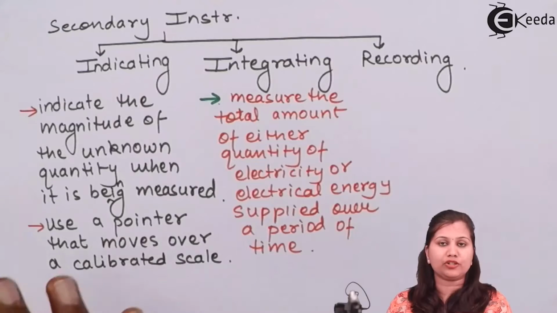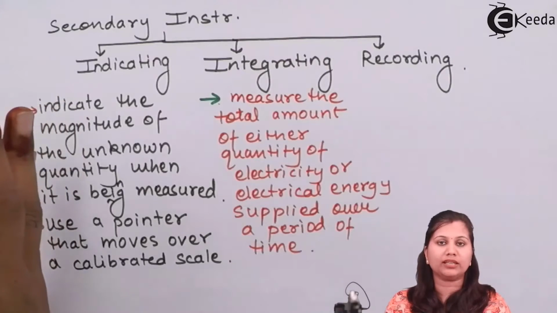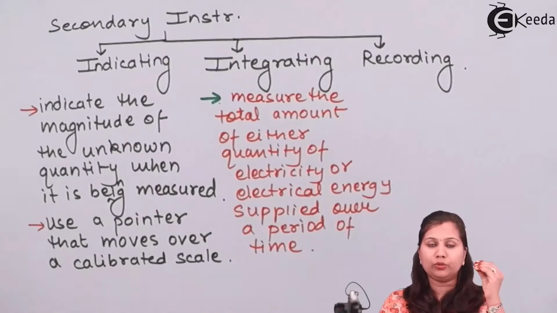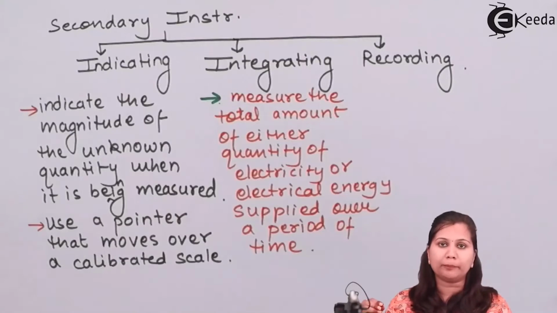The third classification, or the third type, is the recording instruments, in which we record the value of the unknown quantity over a paper. This type of recording is done because we want to analyze the value of the unknown quantity, like if any variation is coming out in the value. So recording is done of the measurement, like we use a pen, and this pen is connected with the measuring value. This pen will move over a paper, and continuously we are recording the values of the unknown quantity.